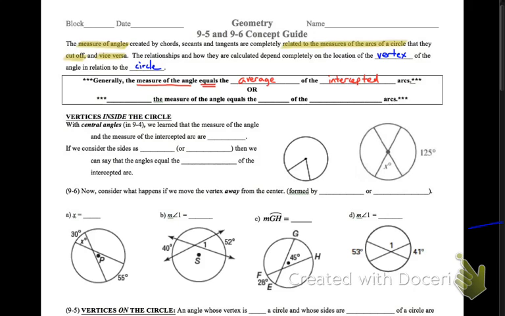That's what every textbook says. I have what I think is a better formula. It's this one. Don't use that one, use this one. Twice the measure of the angle equals the sum of the intercepted arcs. Okay? So use this one instead.